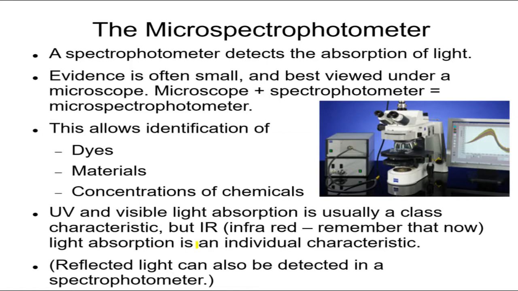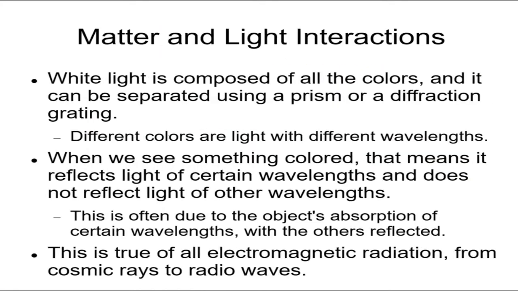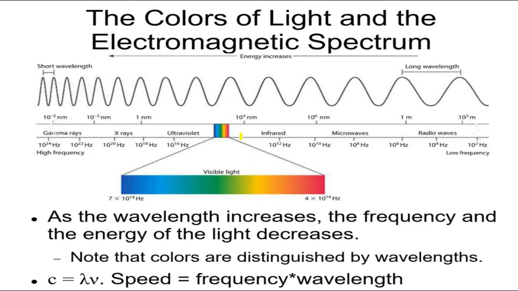However, IR, the infrared, meaning if you're hitting it with infrared light and you're seeing what is absorbed in infrared, that is specific to a single molecule or material, mainly molecule. The ultraviolet and visible usually only tells you what class of material it is. The infrared will tell you exactly what it is.